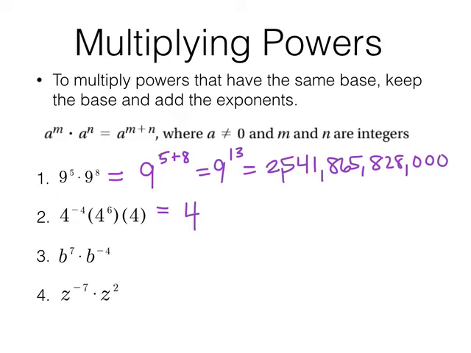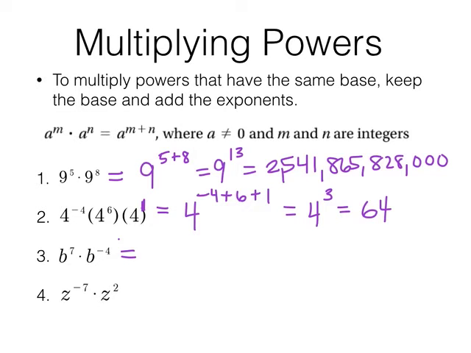All right, how about the next one? Keep the base, add the exponents. So negative 4 plus 6 plus invisible 1. Make sure you recognize there's an invisible 1 there. Negative 4 plus 6 is 2, plus 1 is 3. 4 to the 3rd power equals 64. And you will find that you know a lot of the small powers of small integers already because you use them in class all the time.